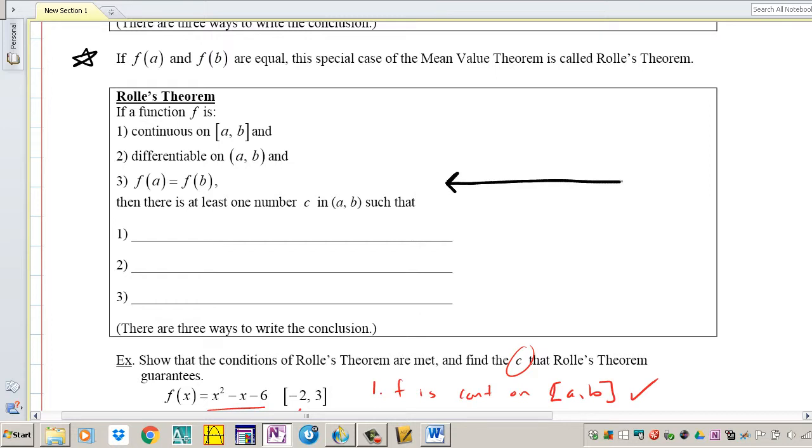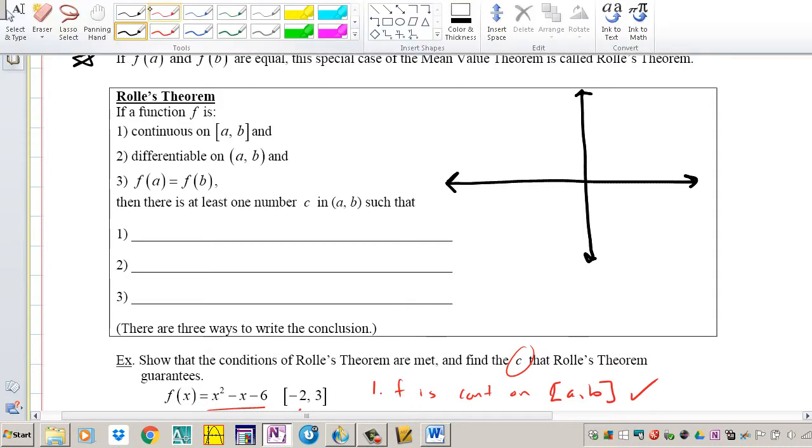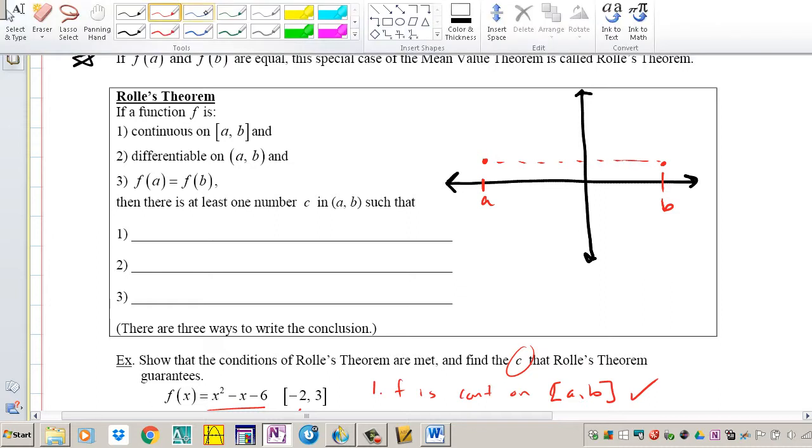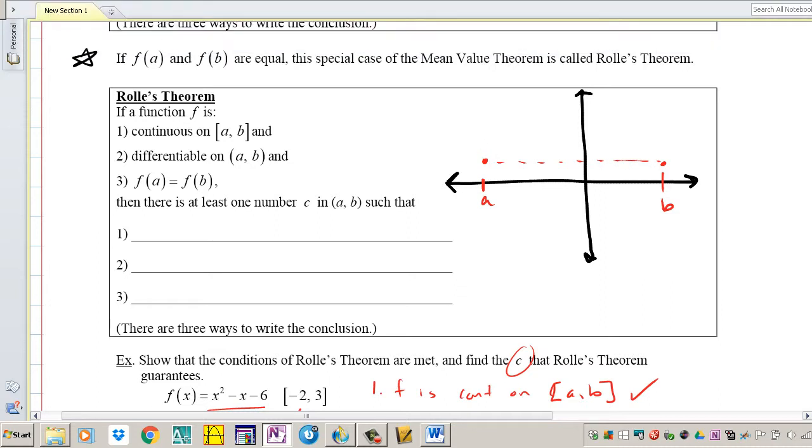So let me go ahead and draw another graph. And let me draw it so that it's smooth and continuous, and A and B share the same height. Let me go ahead and draw the curve. Let's say I want to do something more simple. Loop up, loop down, and back up. Okay. Now, here is my differentiable and continuous curve f.